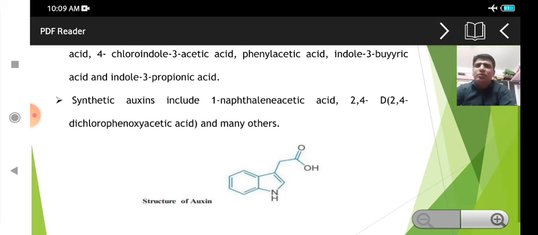See the structure of auxin, where carbon and hydrogen are present. So they are referred to as organic components. See the structure of auxin.